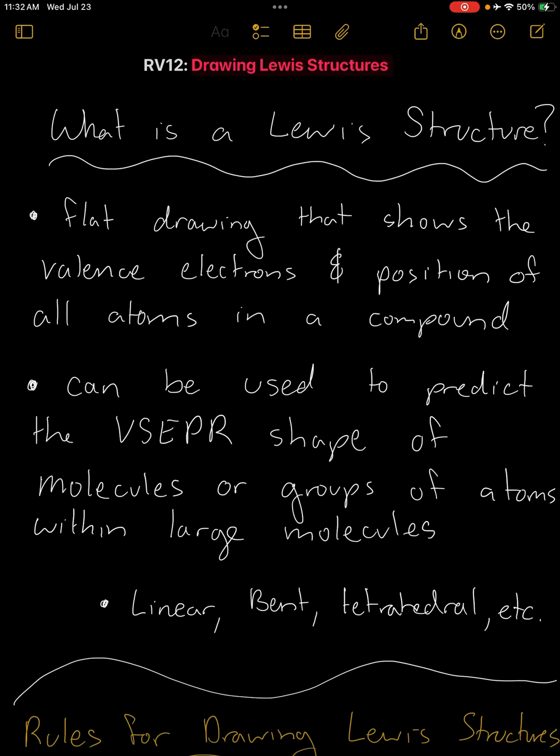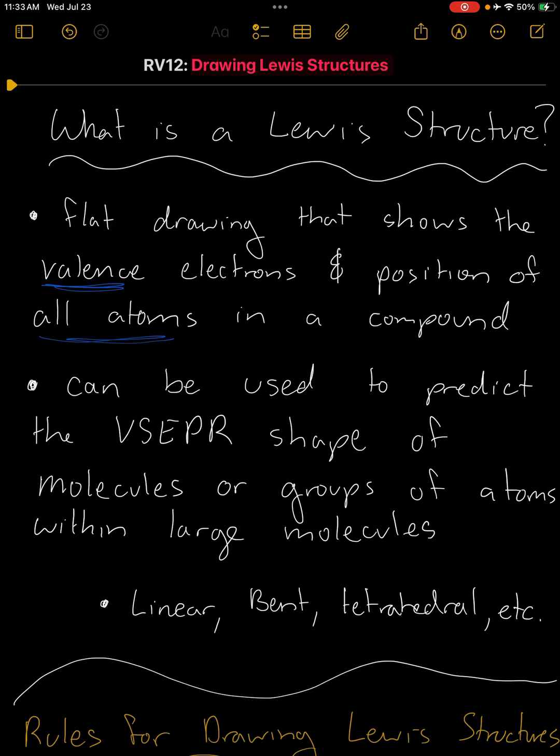This is going to be review video number 12, how to draw Lewis structures. So starting out, what is a Lewis structure? It's a flat drawing, and it's going to show two things, most predominantly. One, it's going to show you the valence electrons, or the outermost electrons of any atom in a compound, and it's going to show the relative position of all the atoms within that compound.